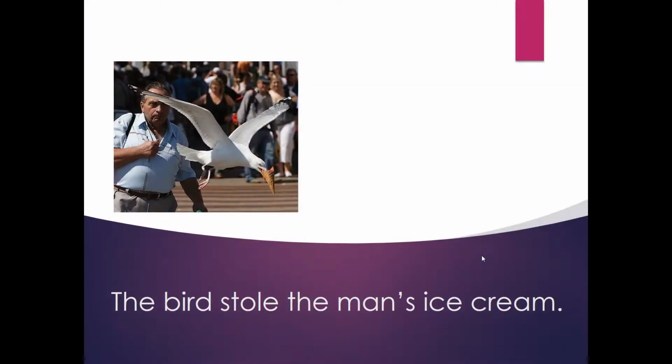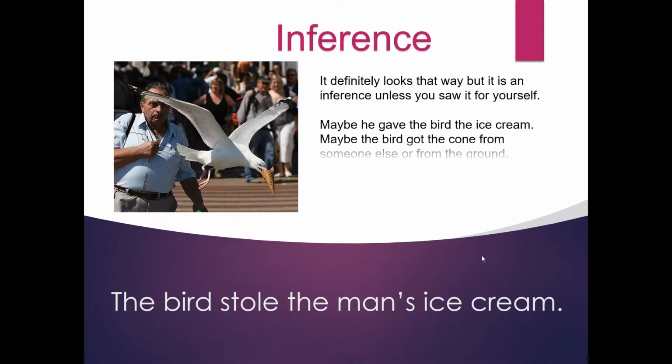All right, another picture. We have a guy with a bird. Looks like the bird has like a cone in its mouth, the seagull. So here's the statement. The bird stole the man's ice cream. Is it an observation or an inference? So it's an inference. Why? Because we can't prove that, right? If you weren't there, we don't know.